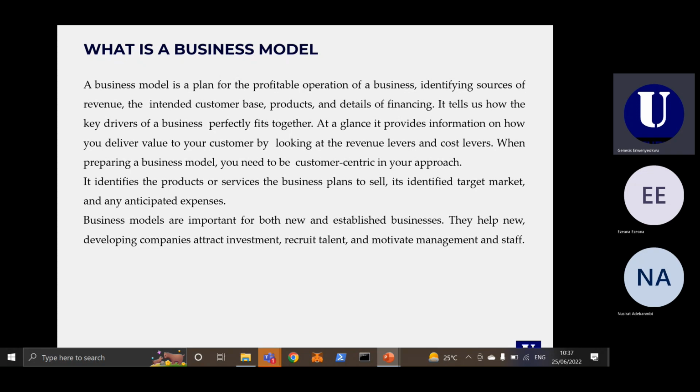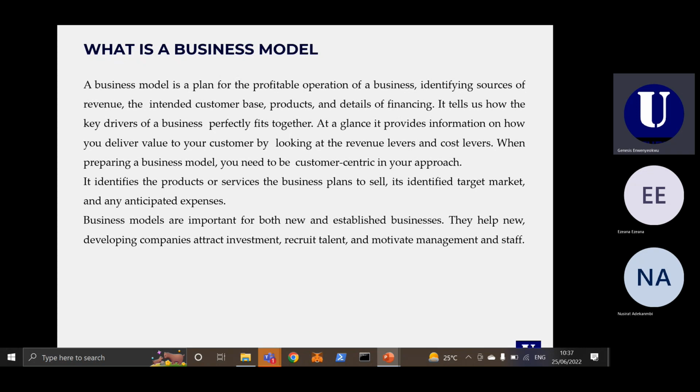Business model tells us how the key drivers of business perfectly fit together. At a glance, it provides information on how you deliver value to your customer by looking at the revenue levers and the cost levers. What are the things that will incur costs to the business? What are the things that will generate revenue for the business? That basically is what the business model canvas looks at.